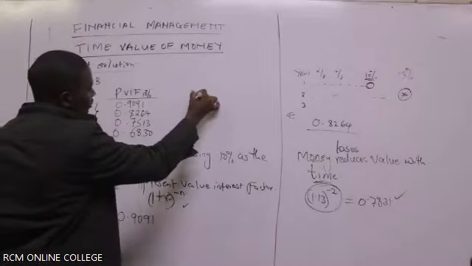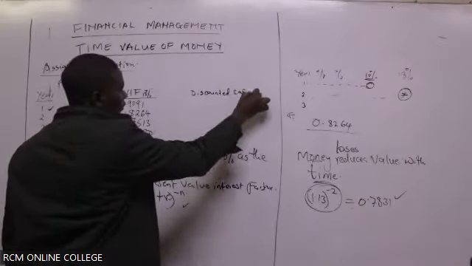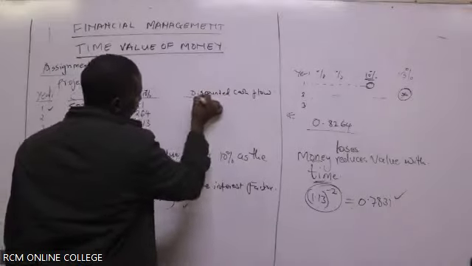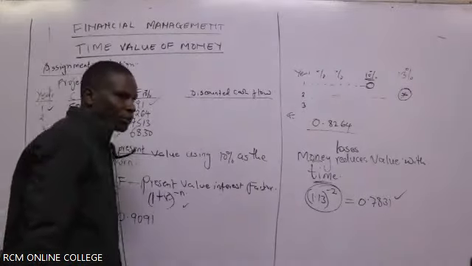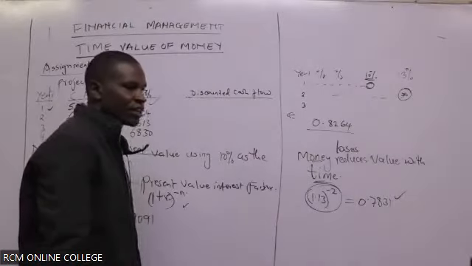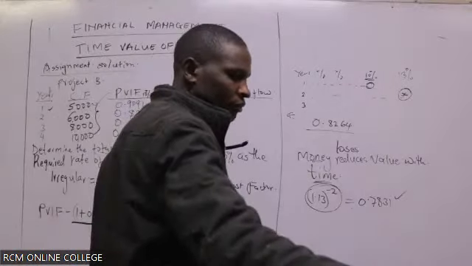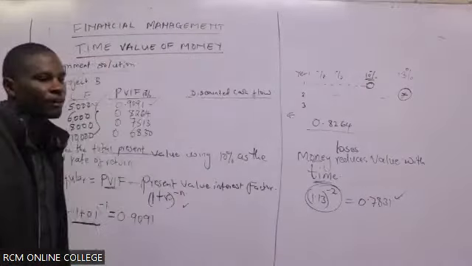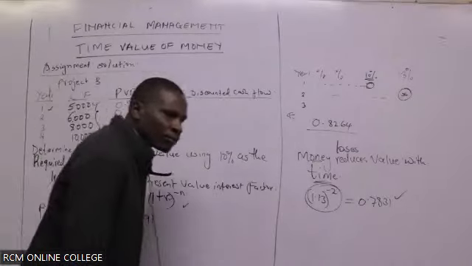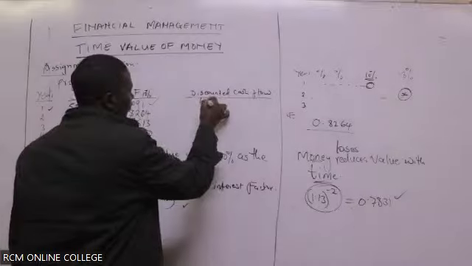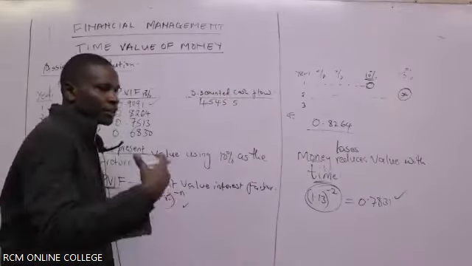To get the discounted cash flow, you just take the cash flow times the PV. The first one, what are we going to get? That is 5,000 times 0.909, which is 4,545. Second one, let's do it very fast.